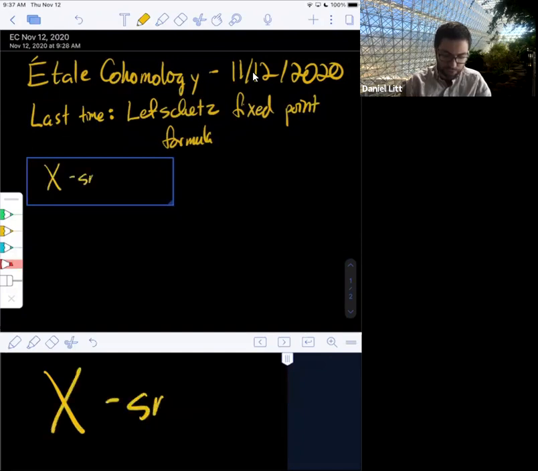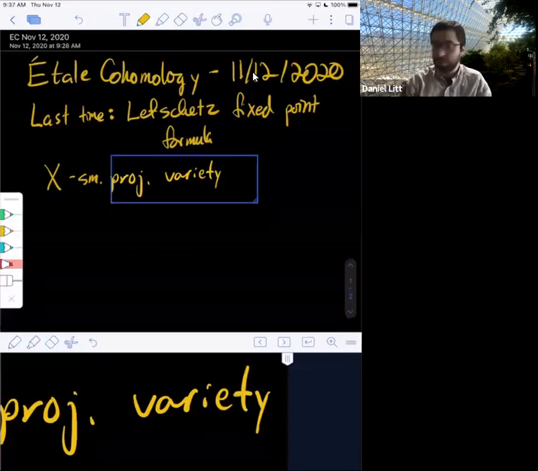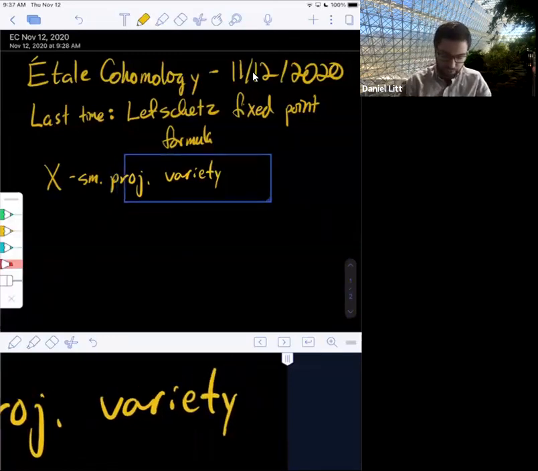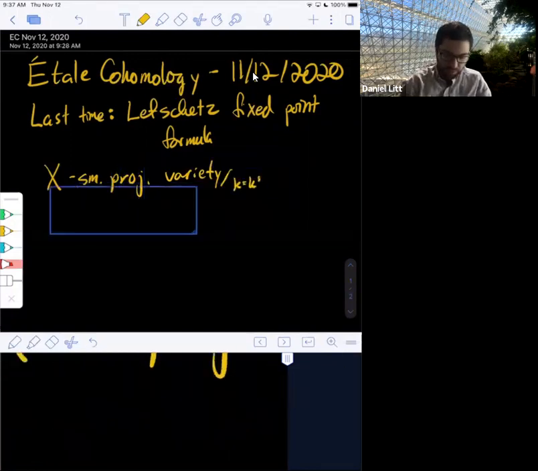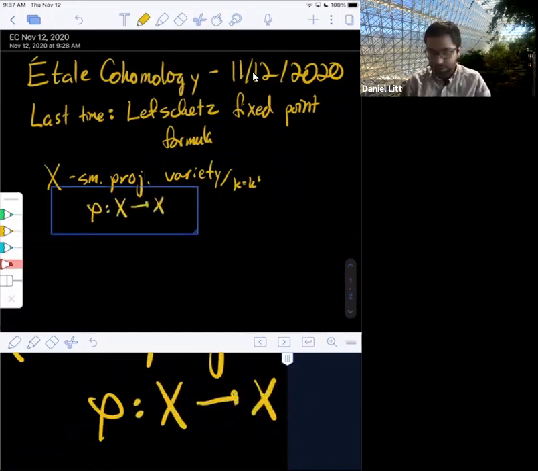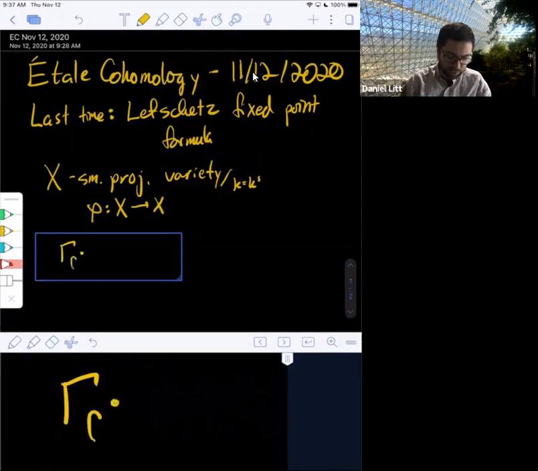So we had a smooth and projective variety, and one can drop both of these words if one is a little bit more sophisticated, over a separably closed field. And we had a morphism phi from X to X. And what we did is we tried to understand the fixed point set. So the way we wrote that is we took the intersection of the graph of phi with the diagonal. So this is an intersection of cycles in X cross X.